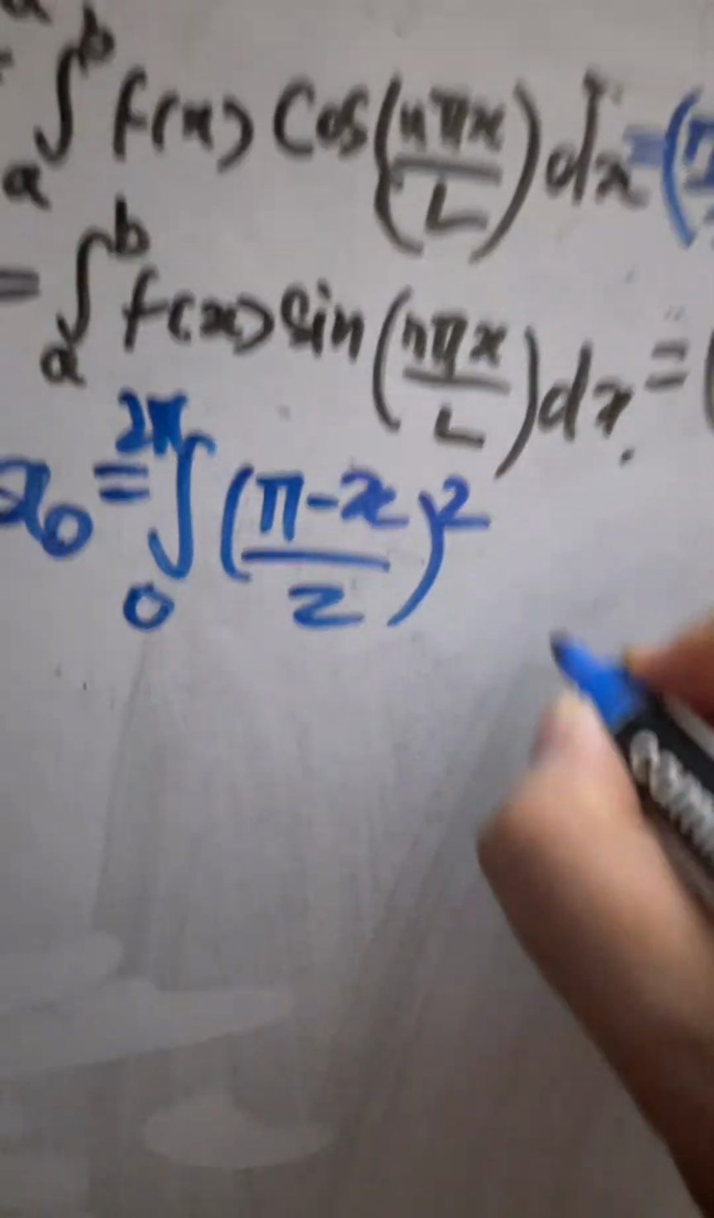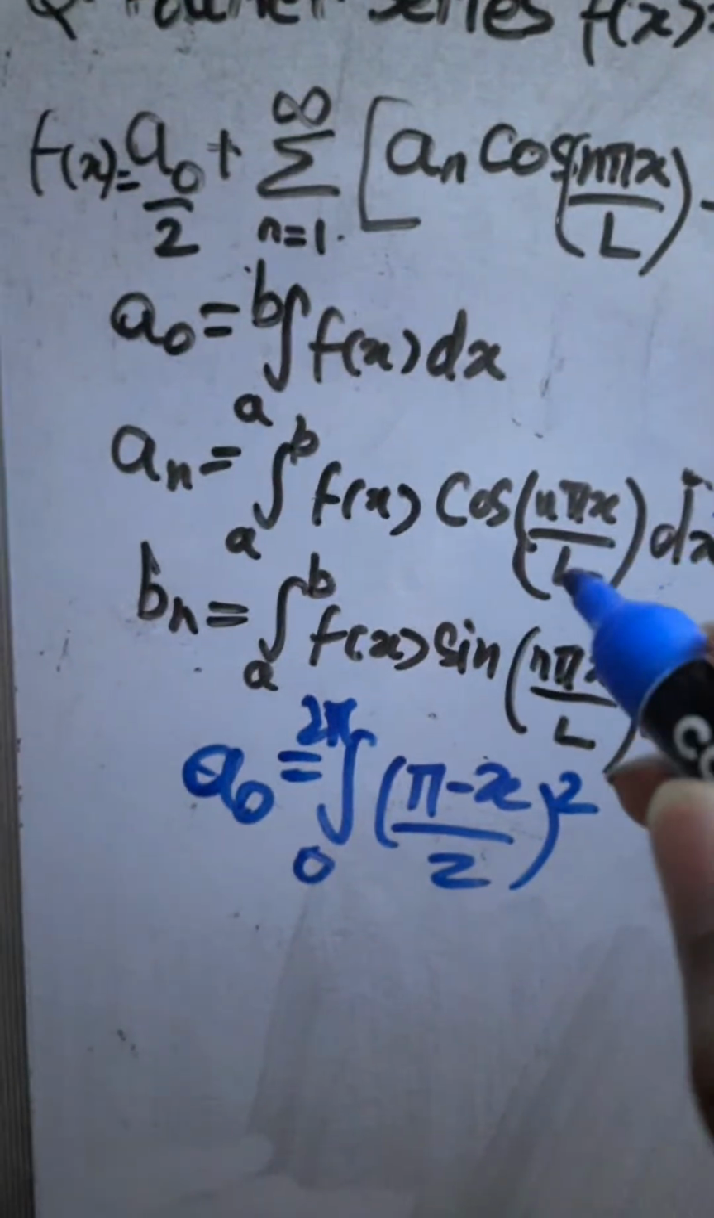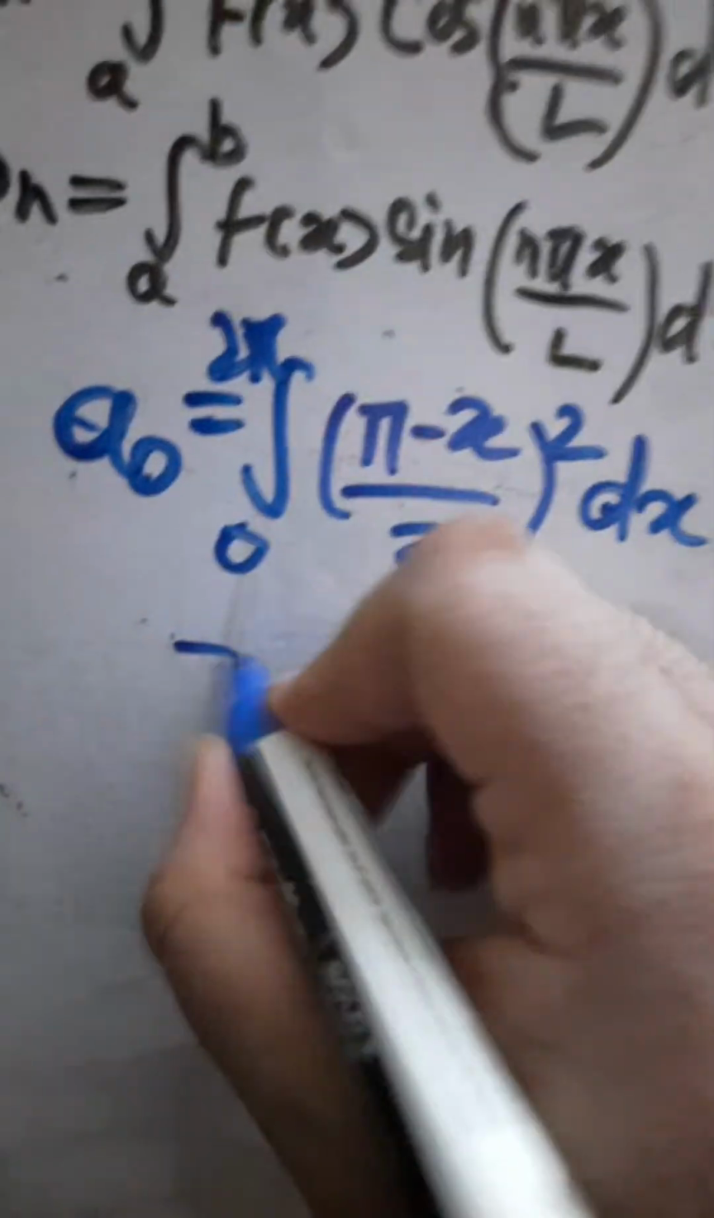A to b is our limit, 0 to 2 pi. And f of x is this stuff, whatever function we have, pi minus x by 2 whole square. Now what we have to do is dx, normally. So this is single integration.